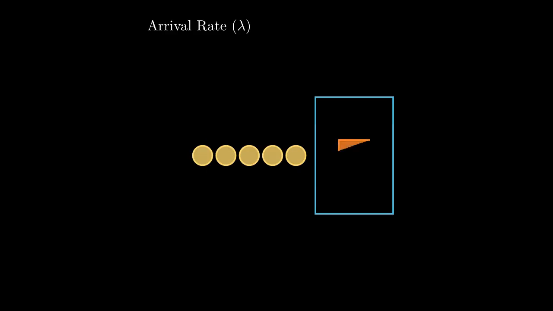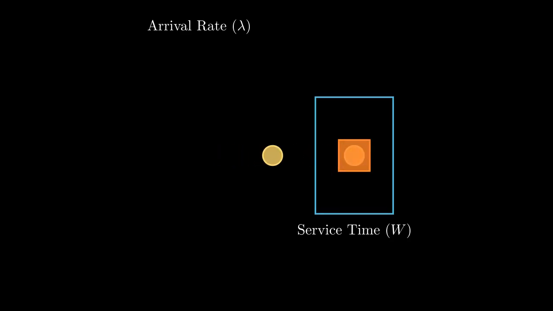Why do your requests queue up? When you send data into a shop, the arrival rate, shown here as lambda, determines how fast customers arrive. Watch as they form a queue outside. Inside, the barista represents your service time, or W, which is how long it takes to process each individual request.